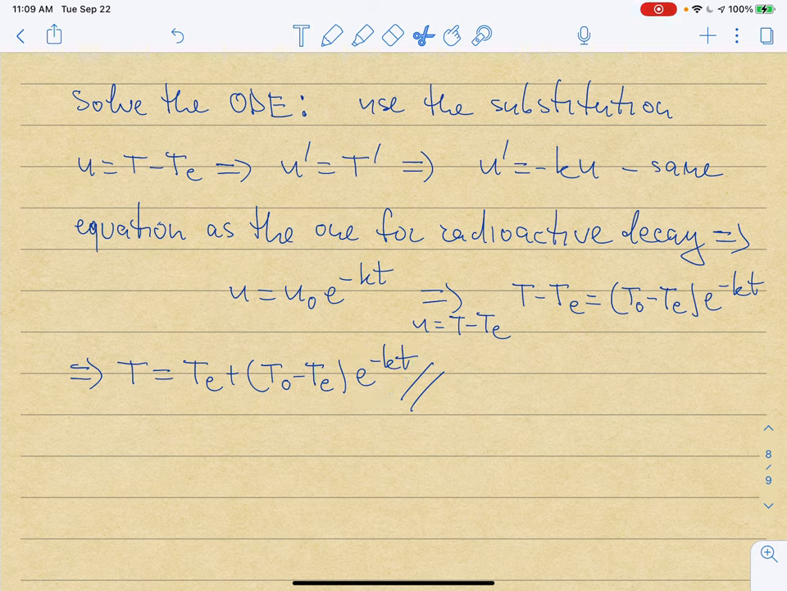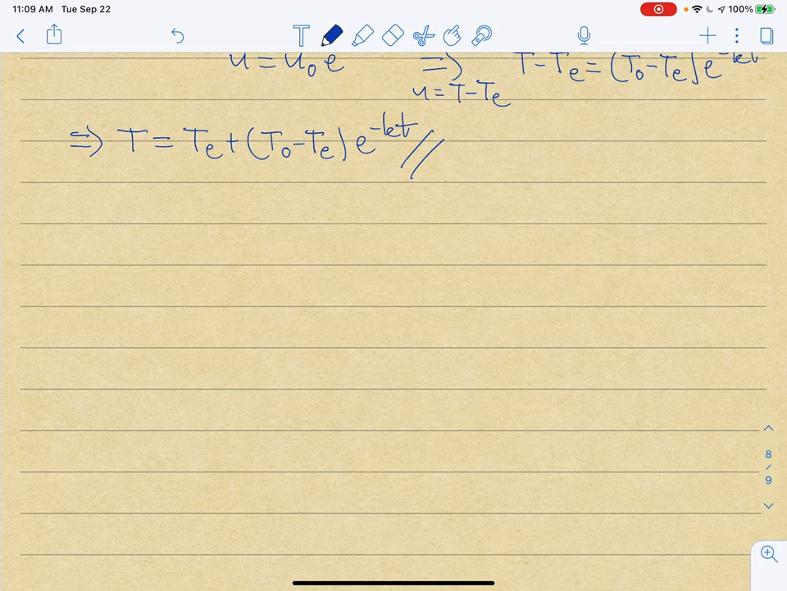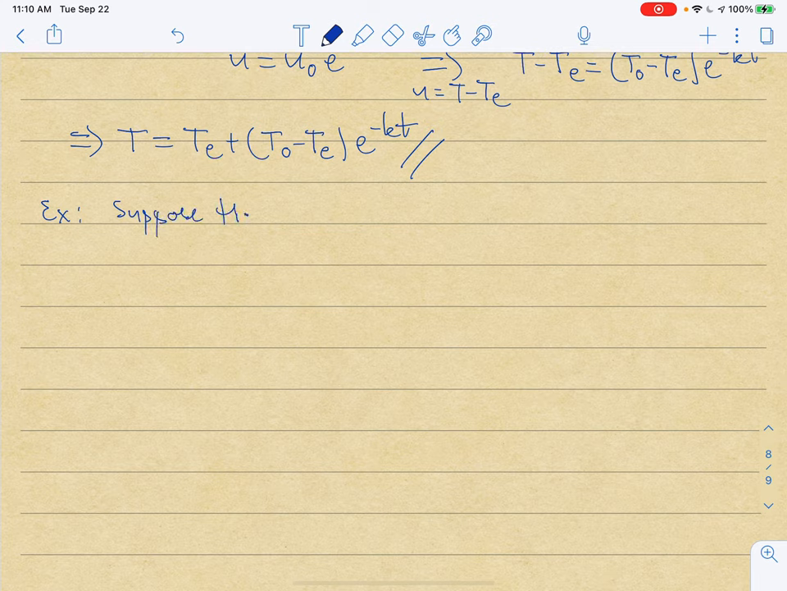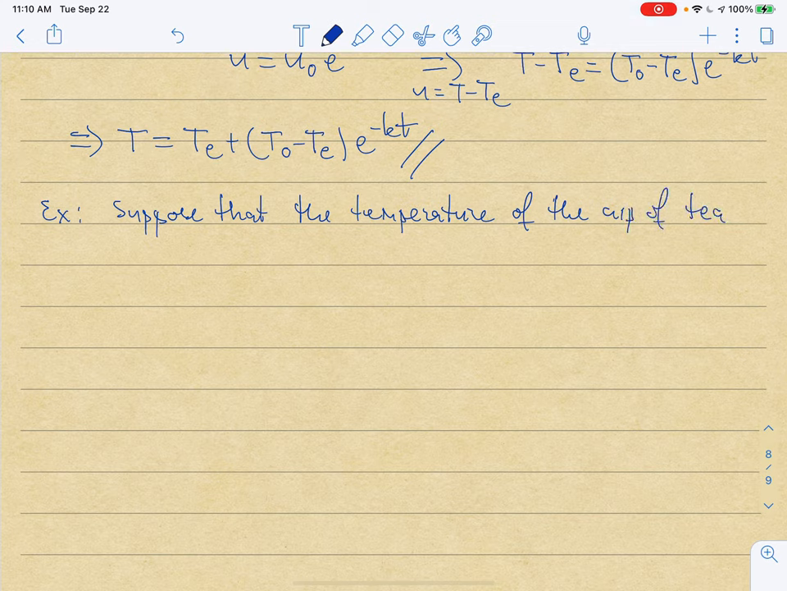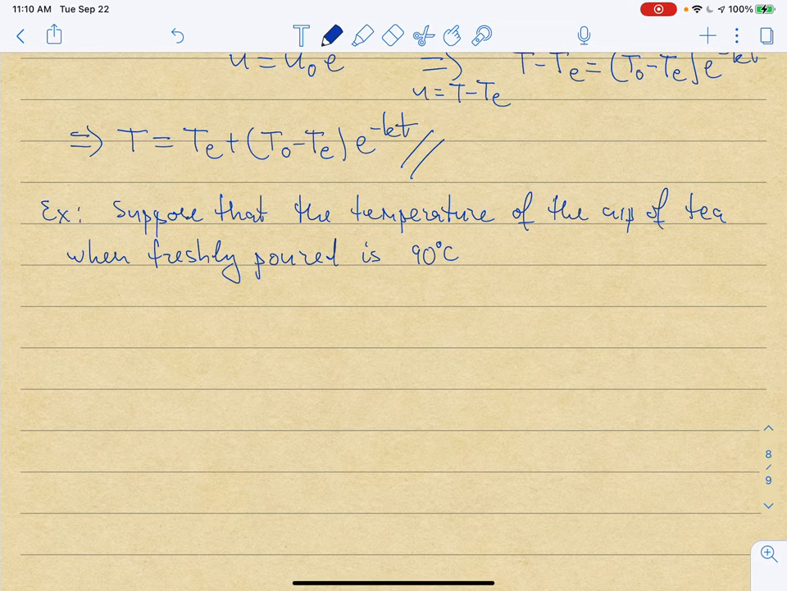Now, given this solution to Newton's law of cooling, you can use it again to solve practical problems. So in particular, let's try something like this. Suppose that the temperature of a cup of coffee, or let's use tea, when freshly poured is say 90 degrees Celsius.